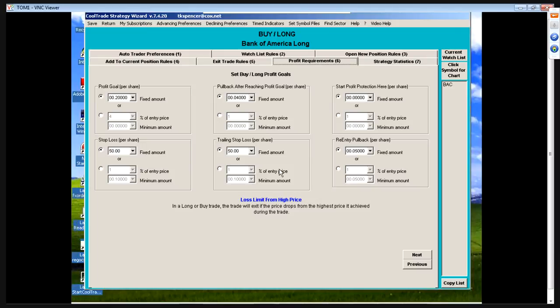So we've got the trailing stop loss here. And we're not using that one either, but it's available for you to use. And then we have a reentry pullback. So the reason we wanted to go through this with you is there is so much going on with the robotic traders.